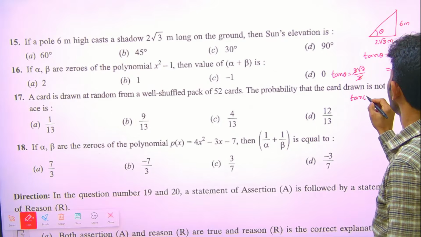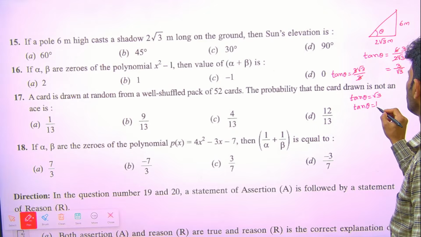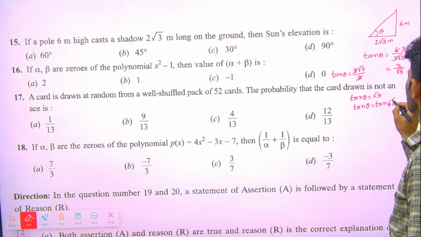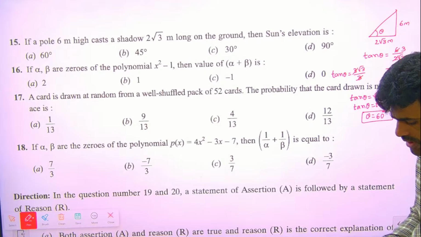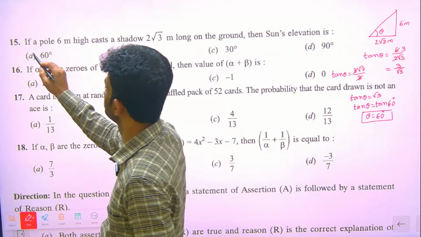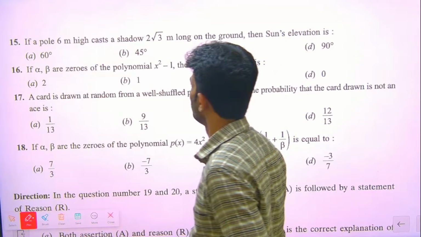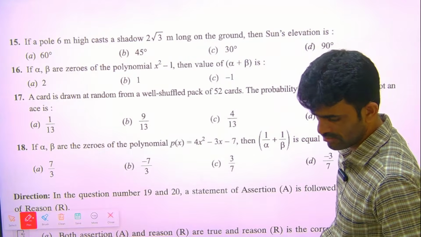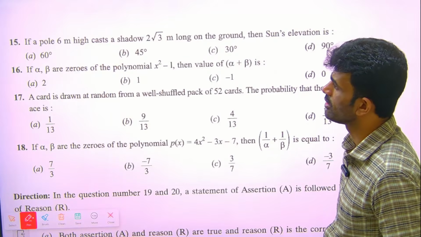Where do we have tan theta equal to root 3? Tan theta is equal to tan 60 degrees. So it means theta is equal to 60 degrees. Theta is equal to 60 degrees is the correct answer. Option A, correct. Question number 16. Alpha plus beta. It's very simple. Hope you already got the answer. Question number 16 is what?